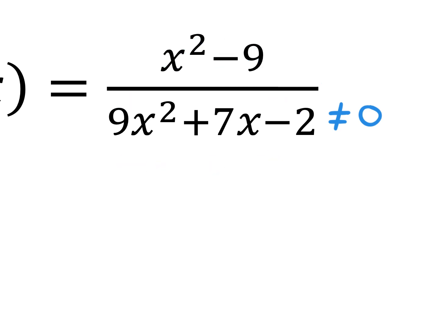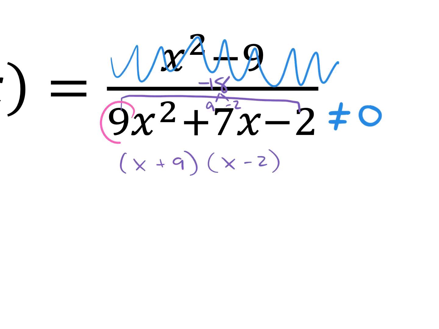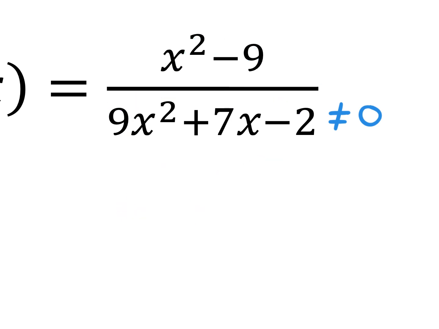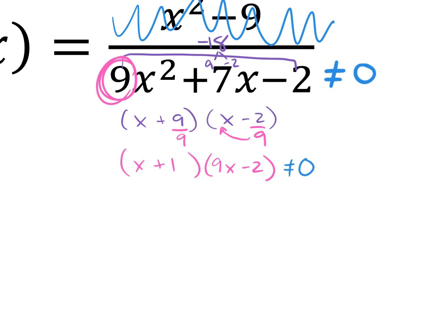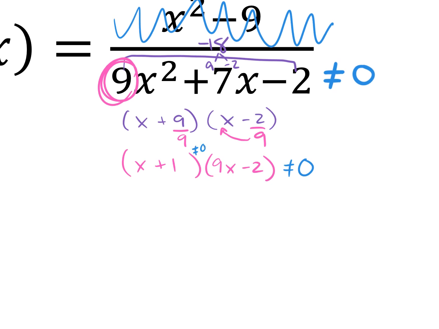What do we have to do next? Divide by 9. Do not forget, if you start by multiplying, you have to remember to divide by 9. Simplify if you can, so 9 divided by 9 would be 1. If it doesn't simplify, we can move it in front of the x, so that would be 9x minus 2, does not equal 0. We want to solve these all the way, so now we can set each one not equal to 0. So I have x plus 1 does not equal 0, and 9x minus 2 does not equal 0.